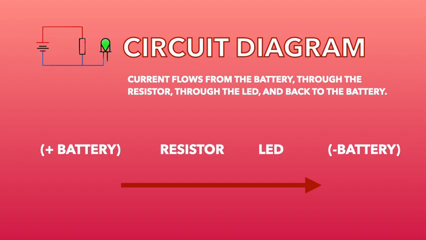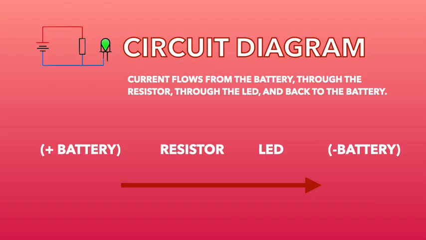A circuit diagram is a simple drawing that shows how electrical parts are connected using symbols instead of real pictures. It helps you understand how electricity flows in a circuit. In a basic LED circuit, the power source, battery, provides energy. The positive side of the battery pushes electric current through the circuit. The current first flows through the resistor, which controls and limits the amount of electricity, so the LED is protected from too much current. After the resistor, the current flows into the LED, light-emitting diode.